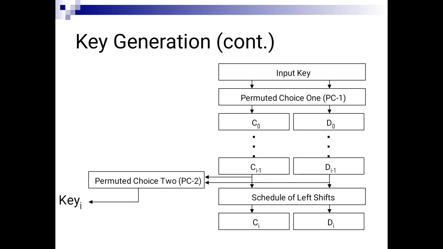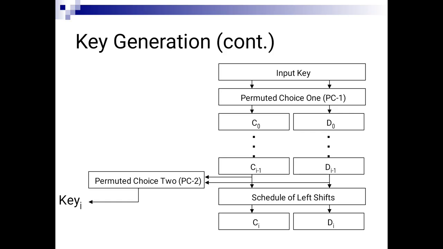C and D are left shifted circularly for encryption in rounds 1, 2, 9 and 16. They are left shifted circularly by 1 bit for rounds 1, 2, 9 and 16, and by 2 bits for all of the other rounds. The result is compressed to 48 bits according to the following DES rules, and the rules are discussed in the next step.